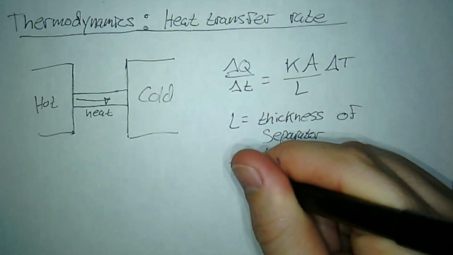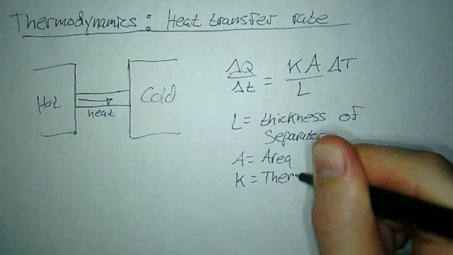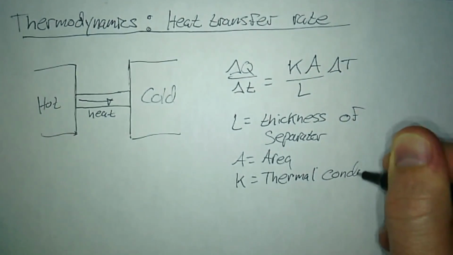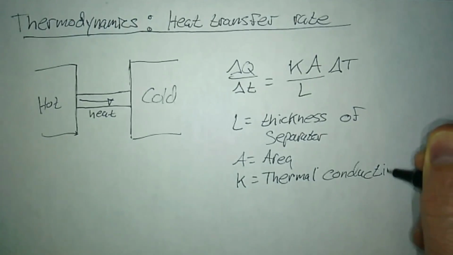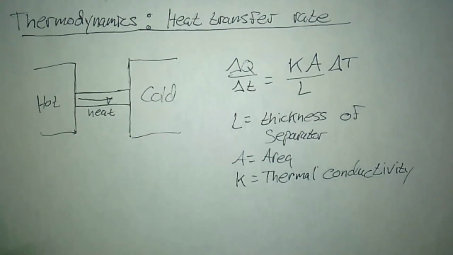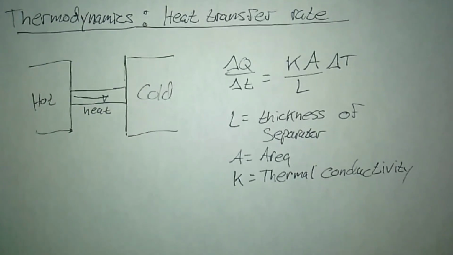And K is going to be thermal conductivity. And that's different for each material. So if I were to stick a brick in the middle, it would have a different conductivity than if I stuck an iron rod, right? I think that's pretty straightforward.